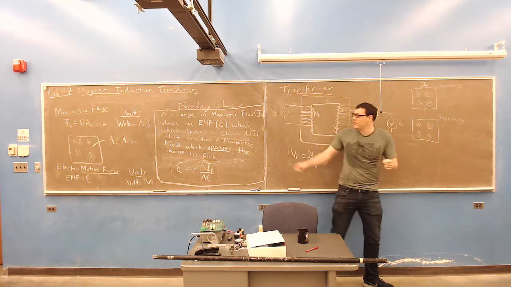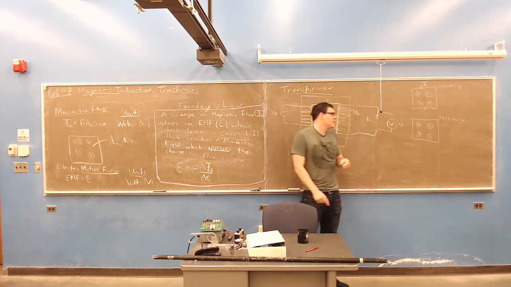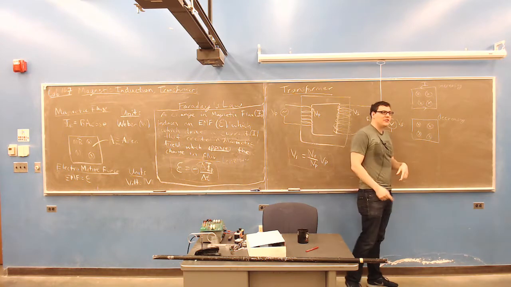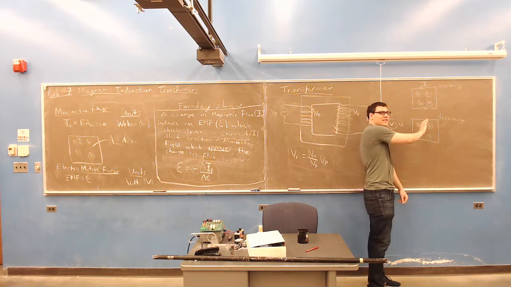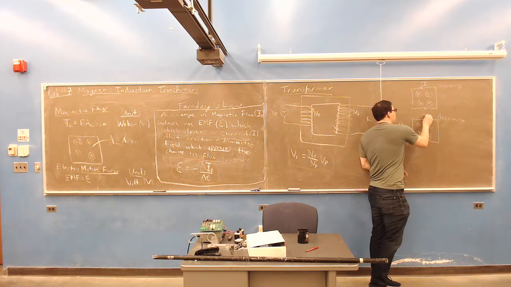We care about the change in flux. All right? But we want to oppose that change. So we want to create a current that creates a B field into the board. And so we want to go this way by the right-hand rule, which is the opposite of this guy.